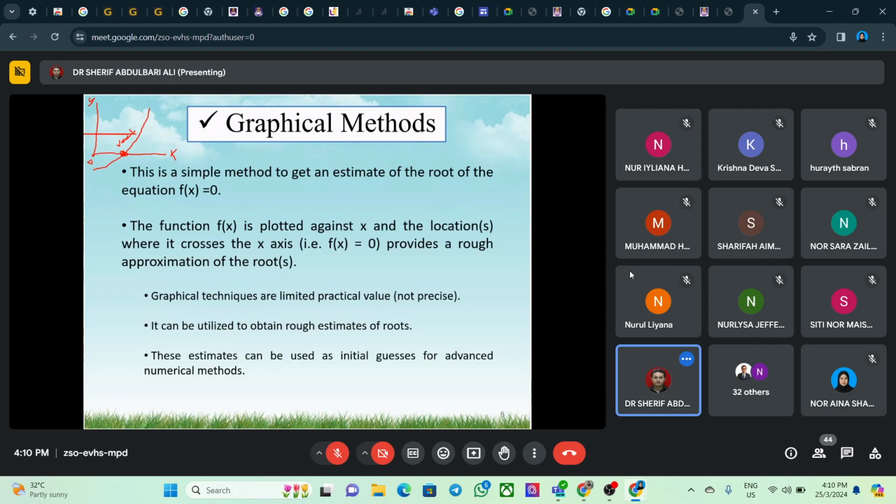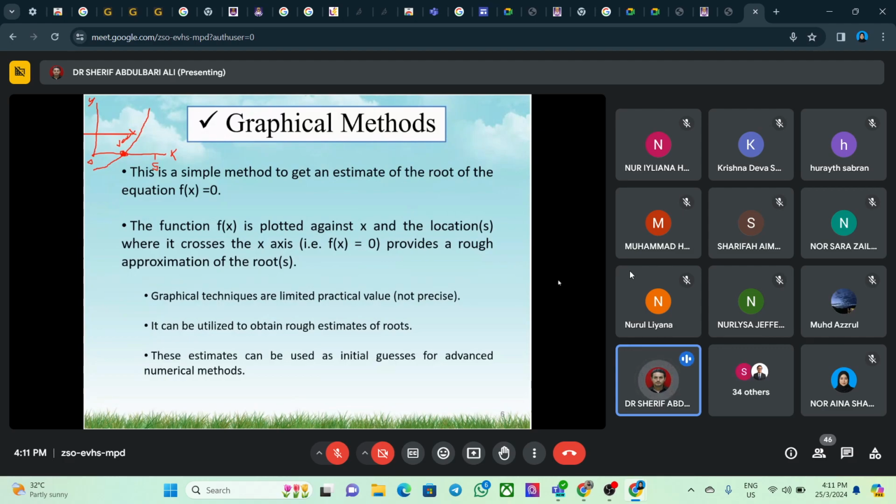It's not precise, because if I just mark it right now here, if this value here is 0 and this value here is 5, okay, can I ask you a question here? What actually is the root of this function? Is it 1? Is it 2? Is it 2.5? Or is it 3? Nobody can tell. But roughly here, we can say that it's the root.